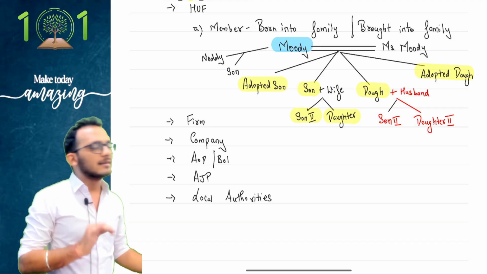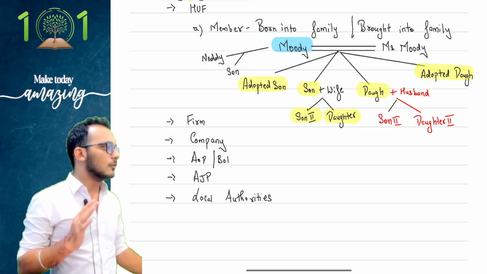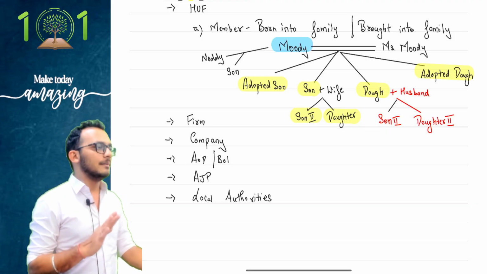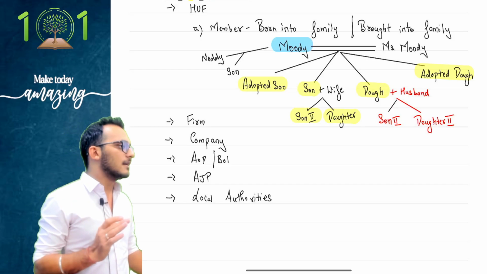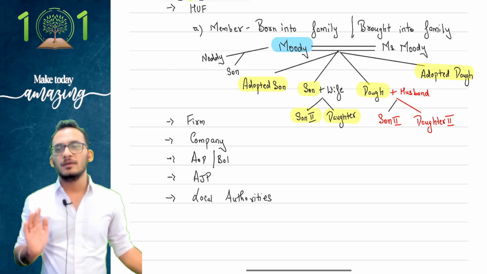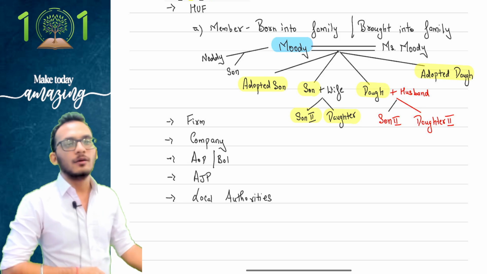Any doubts on this part? Yes. This is more of a final level topic. You learn it better in final level. Right now, the understanding is that AJP basically means artificial juridical person, a person created by the laws. Any doubts on this part? Good enough to go? Great.